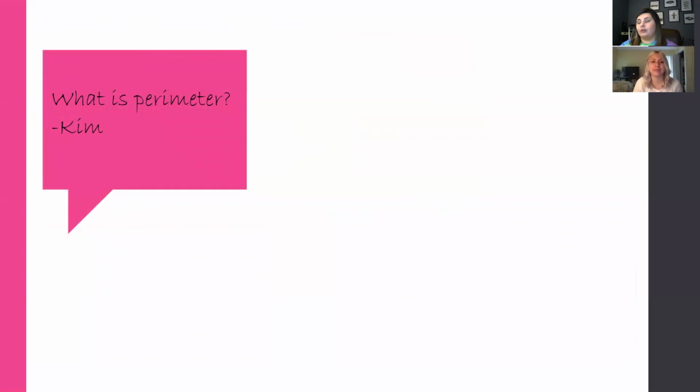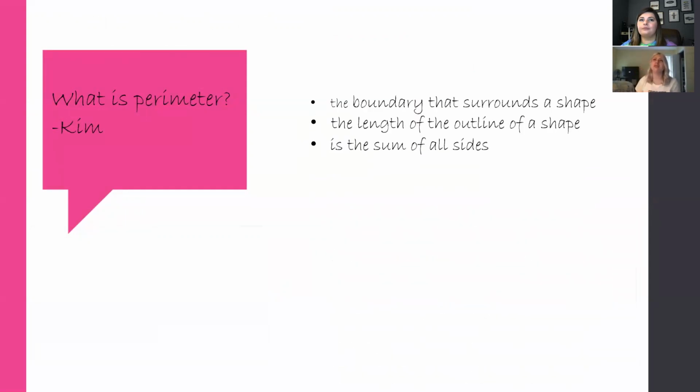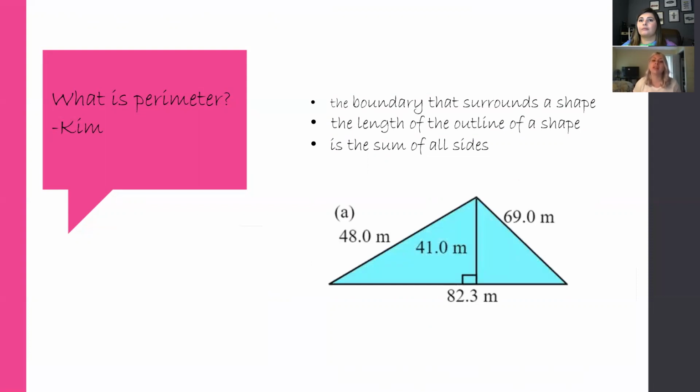So we've talked, of course, about some measurements, doubling systems, but what is perimeter, Kim? So, when we're talking about perimeter, with a shape or an object or anything like that, it's the boundary that surrounds a shape. It's also the length of the outline of the shape and the sum of all the sides of the shape added together. We could also write that out: sum equals all the sides added together.